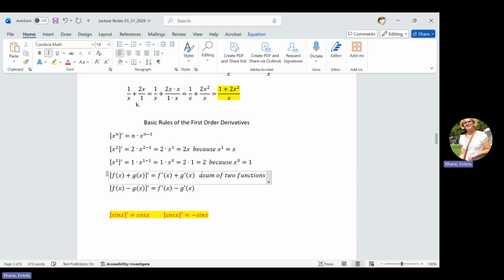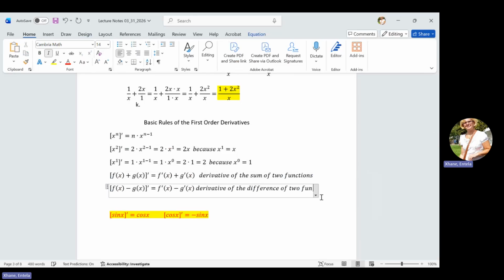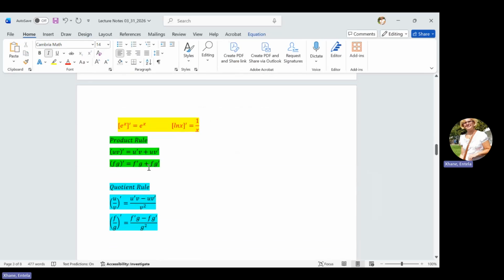So this is the derivative of the sum of two functions. And then once again, I'm going to copy and paste this underneath and call this the derivative of the difference of two functions. In both scenarios, you notice that derivative can be distributed. But that's not the case when you're multiplying and dividing.